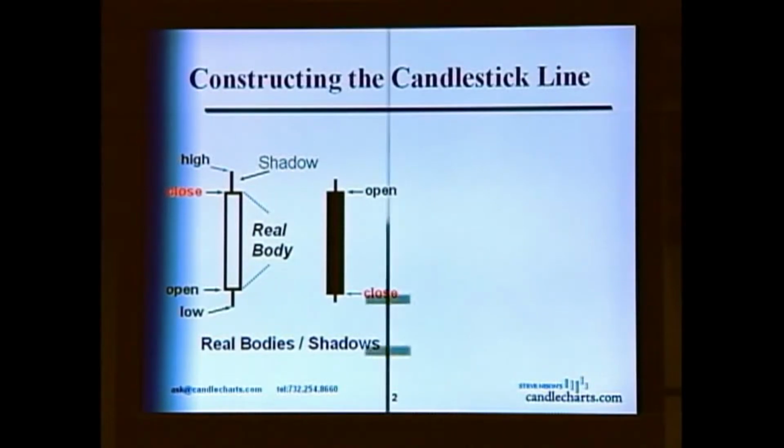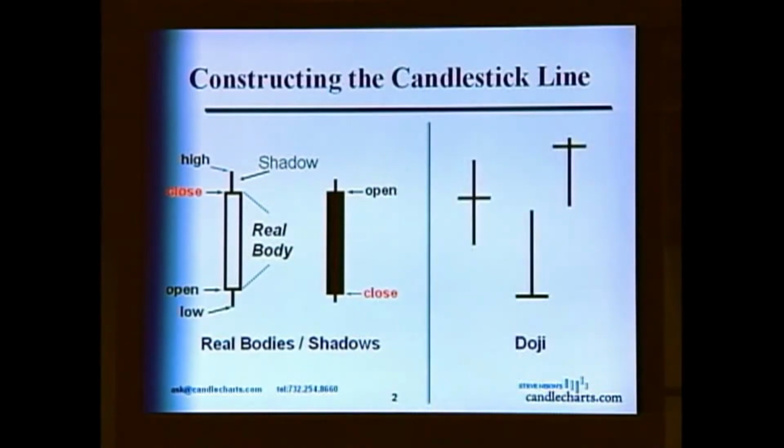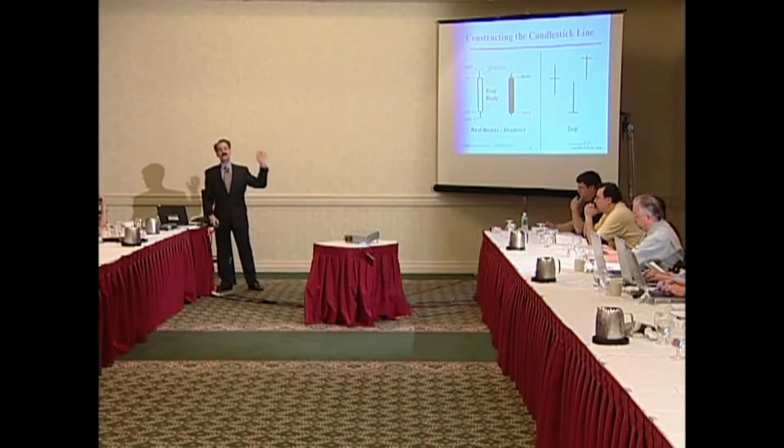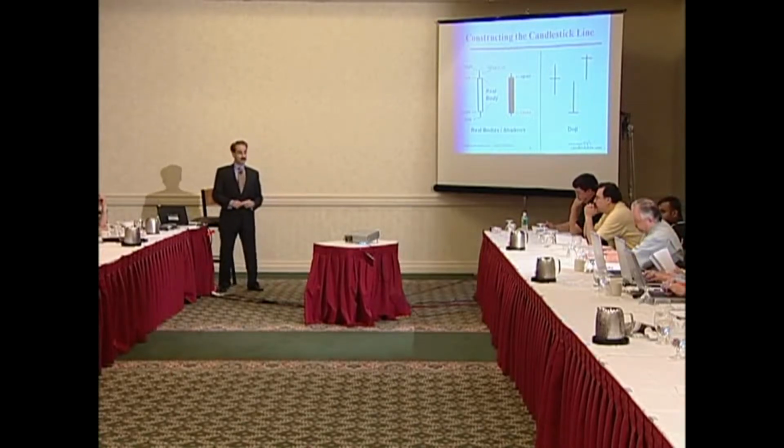The lines to your right are called doji. And doji are sessions where the open and closing are the same. And doji, again because of the Forex, are going to be viewed a little bit differently than non-Forex. So before we move on, are there any questions about the construction of the candlestick line?